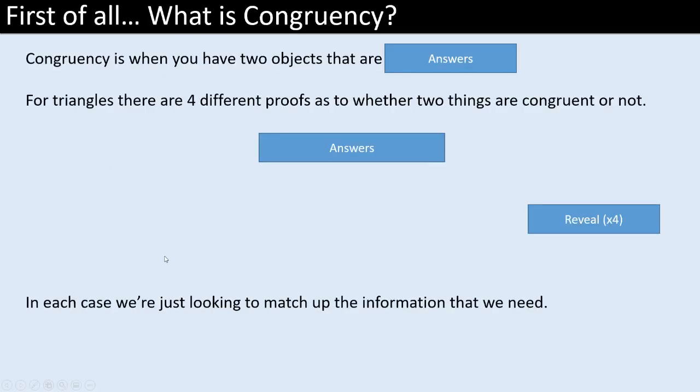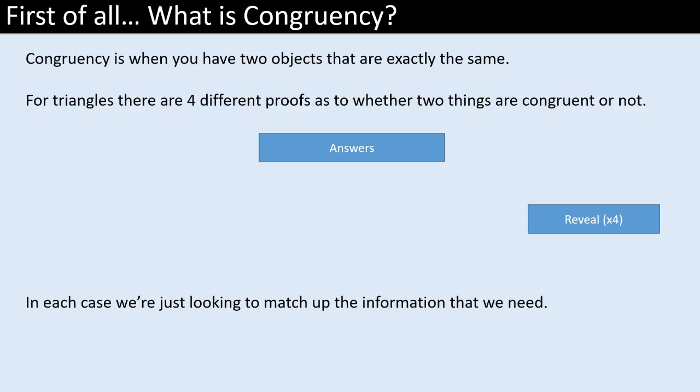First of all, we've got to know what we mean by congruency. This is everything we want to know about congruency. So, congruency is what we have when we have two objects, two shapes that are exactly the same. One of them might just have been rotated, might have been flipped over, but the two shapes are exactly the same.